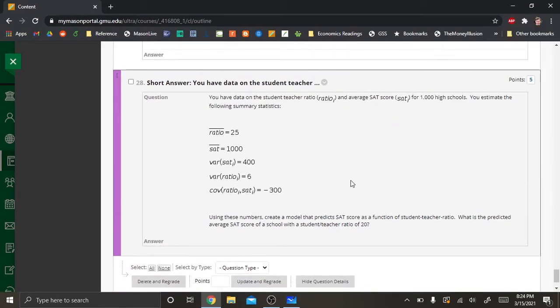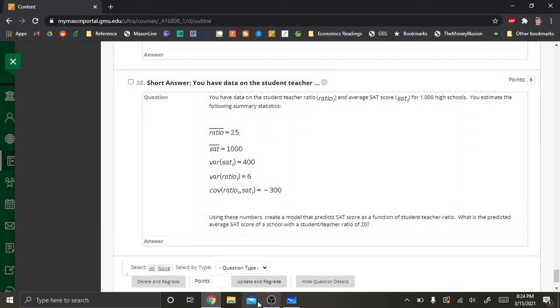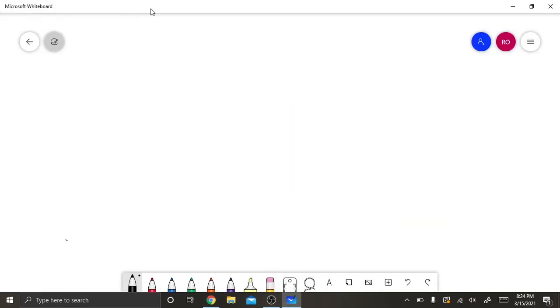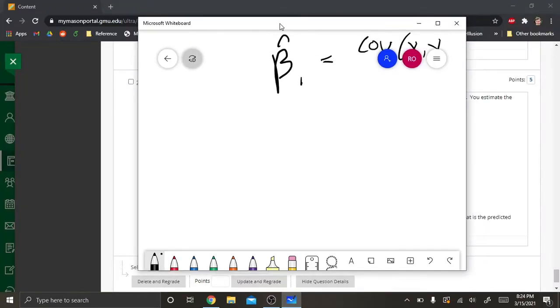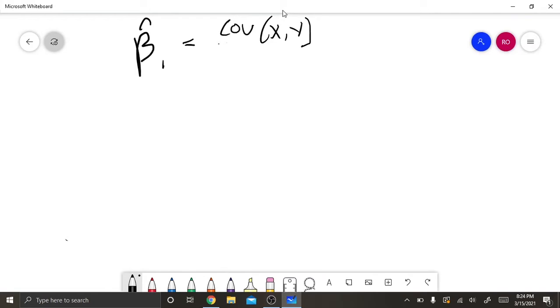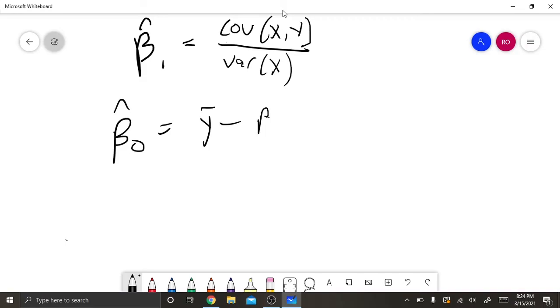All right, and the last question was kind of a computational one, and this just required you to know your formulas. The 2 formulas you need to know for this question are our slope formula, which is the covariance of x and y over the variance of x, and that our estimated intercept is the average value of y minus our slope coefficient times the average value of x. And a good place to start is our slope.